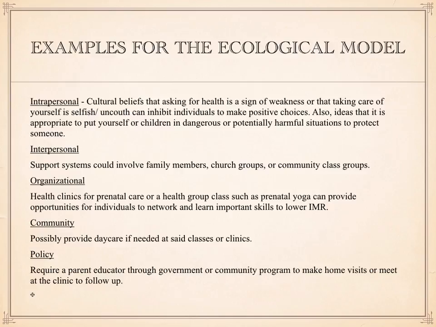So interpersonal support systems can include church groups, family members, community classes, anything where they can feel a supportive environment. They can know that people will support them in their change and not reject them for their change. Organizational health clinics, prenatal care groups, group classes, prenatal yoga, these types of situations are organizations that can provide those interpersonal supports inside the framework of the church groups or the community groups. And then also in those classes, they can learn important skills about lowering infant mortality rate.